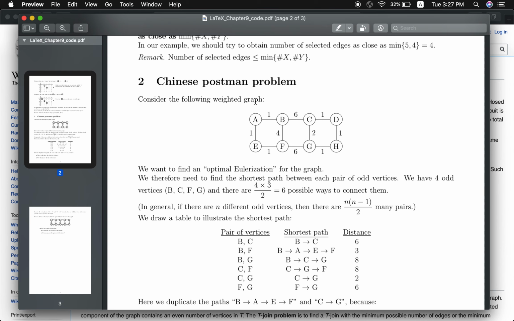So that's why you want to avoid walking too much distance along the streets. You want to save your energy and find the Eulerian path. And in fact, this is one of the reasons why we call it the postman problem. Okay, Chinese, now you understand why.